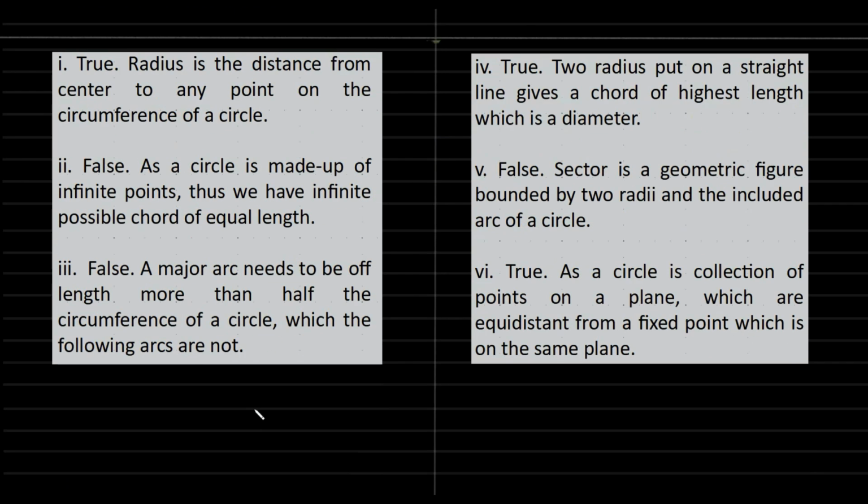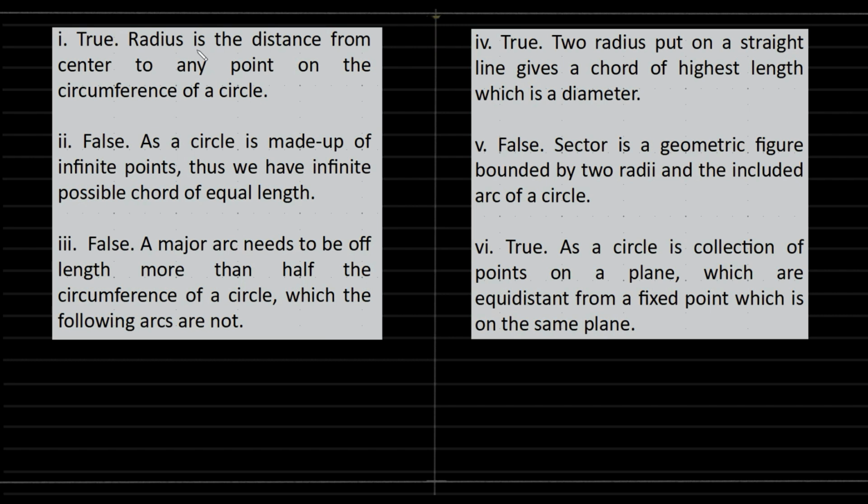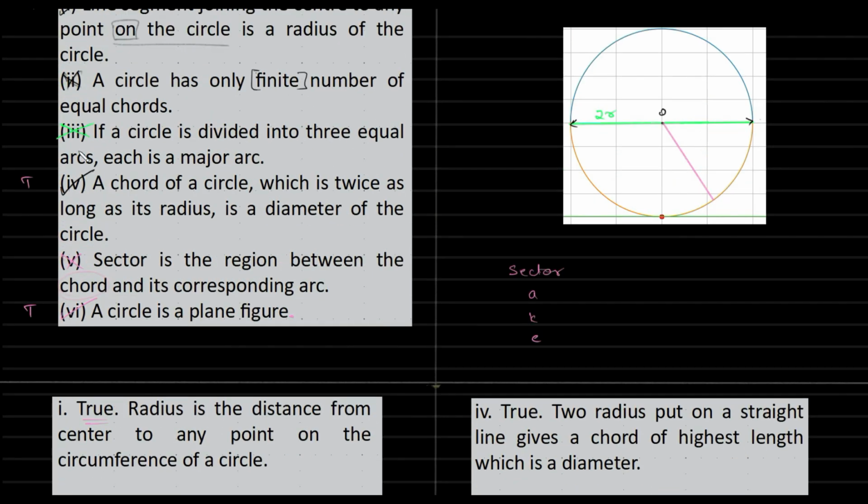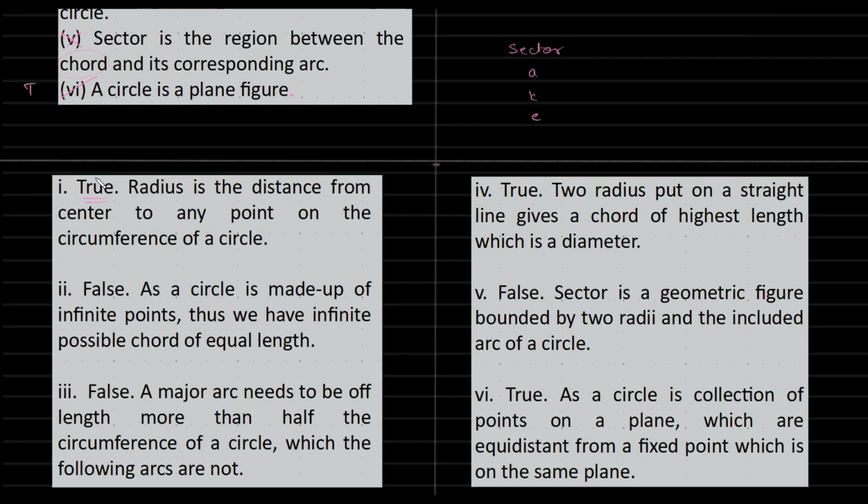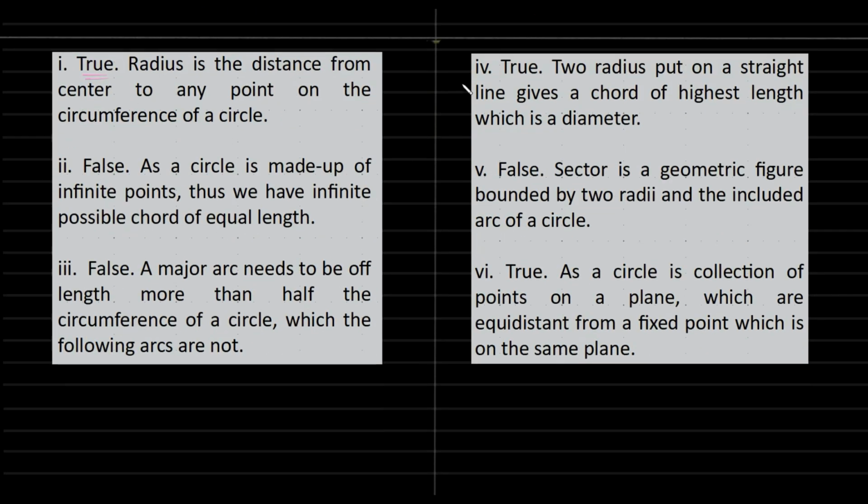So the write-up for your answer is over here. Radius is the distance from the center to any point on the circumference of the circle. So yes, this is true. Second and third are false. Fourth and sixth are true. Second one is false, as a circle is made up of infinite points. Thus, we have infinite possible chords of equal length.